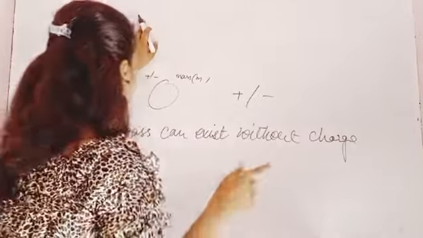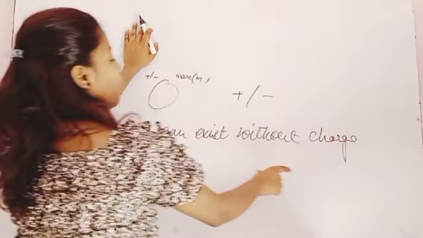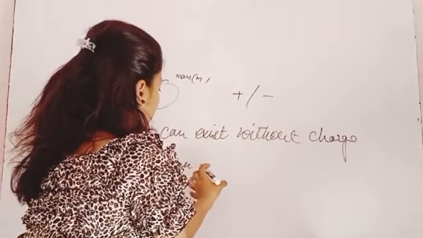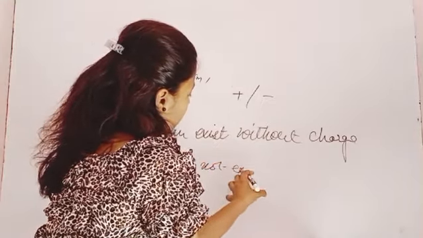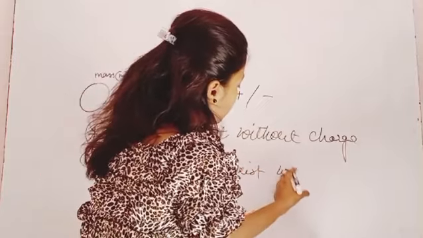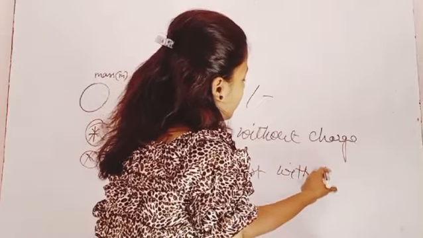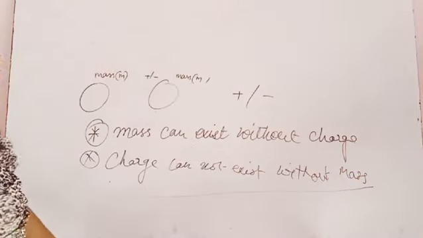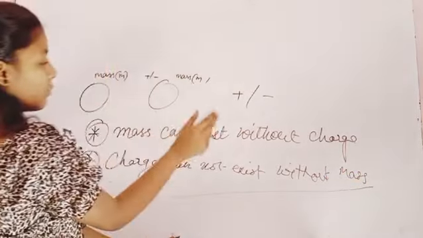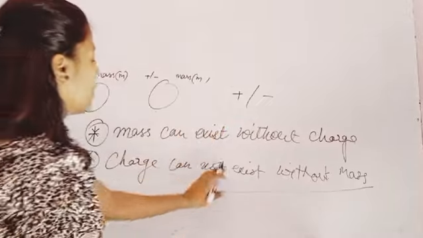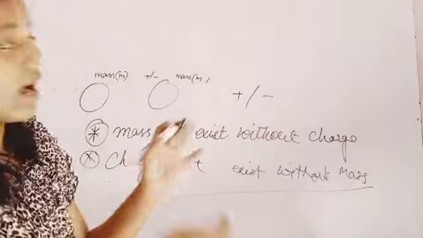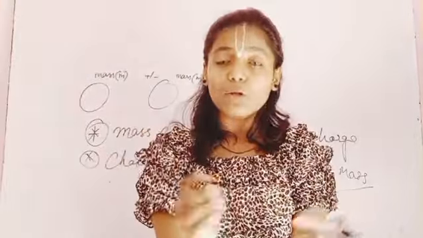Clear it out everybody? What I wanted to write: mass can exist without charge, but charge cannot exist without mass. Everyone, mass can exist without charge. Charge cannot exist, I would say can't exist without mass. Clear it out? We are discussing properties everybody, right?